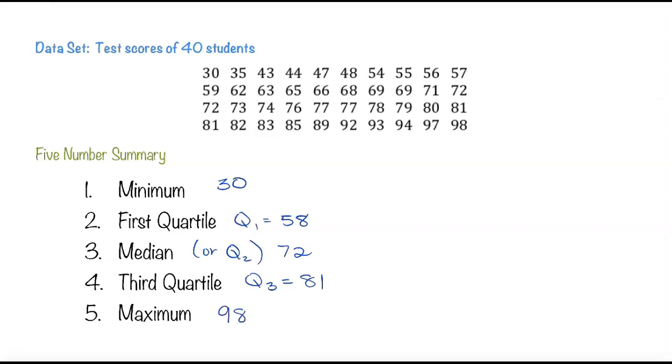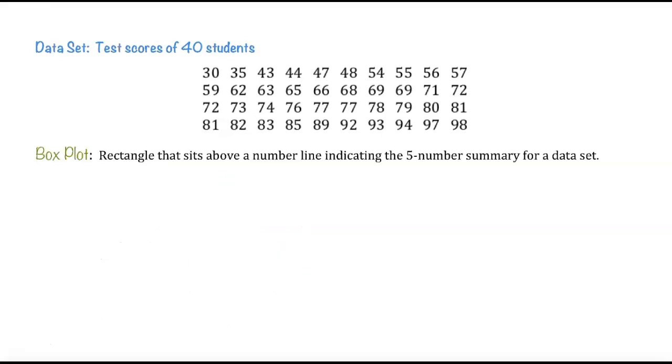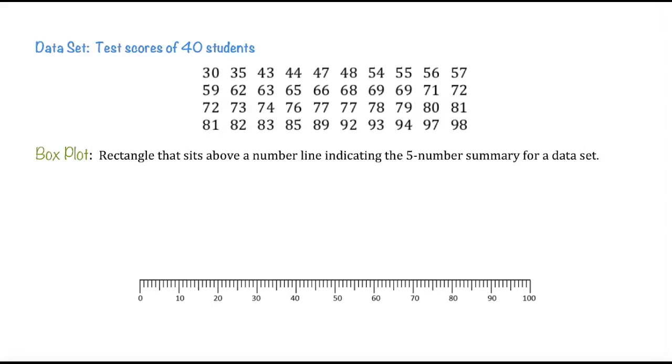Now let's turn this 5-number summary into a box plot. A box plot is simply a rectangle that sits above a number line and shows off the 5-number summary for a data set. It's another type of visual representation for a set of data. We'll start with a number line. Since our data set is that of test scores, I decided to go with a number line from 0 to 100. But we could have chosen a smaller number line as long as it included the values between 30 and 98. We need to mark the locations for the values of the 5-number summary.